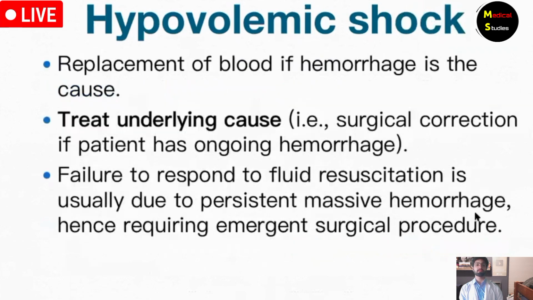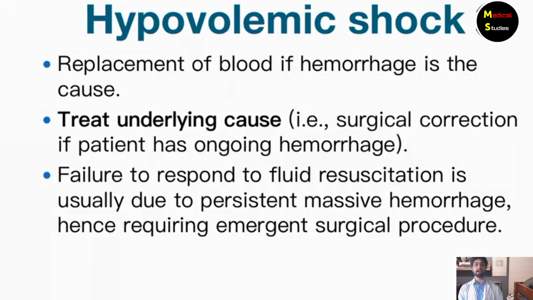Another treatment is to treat the underlying cause. For example, if a spleen has ruptured, or a liver has ruptured, and that has caused hypovolemic shock, you need to go for surgical correction. Probably a splenectomy should be done.